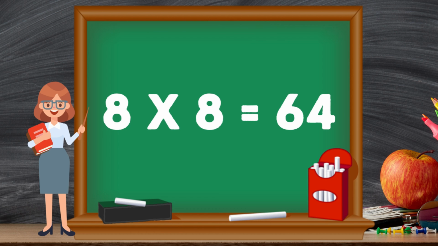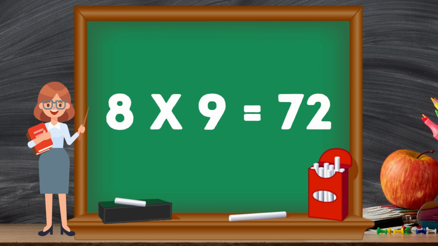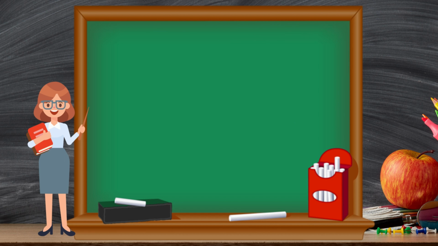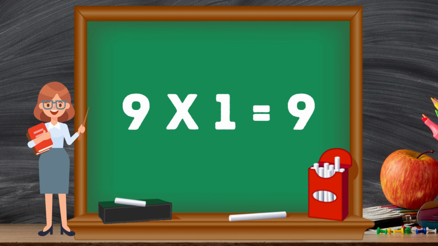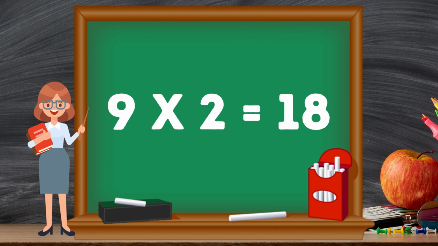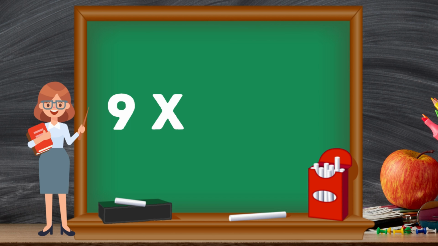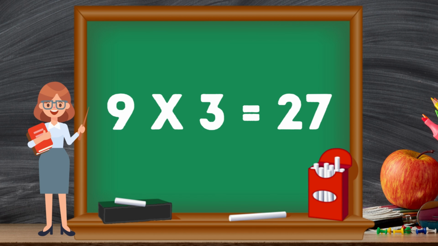Eight eights are 64. Eight nines are 72. Eight tens are 80. Nine ones are 9. Nine twos are 18. Nine threes are 27.